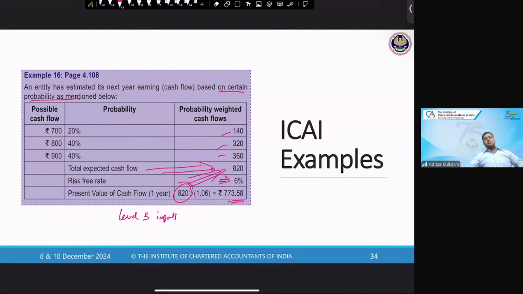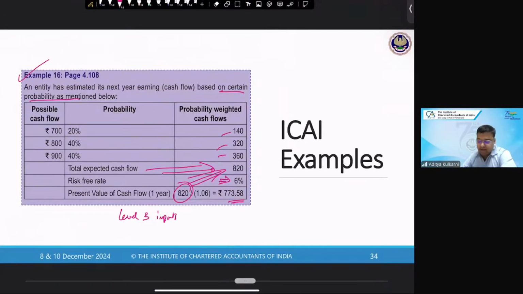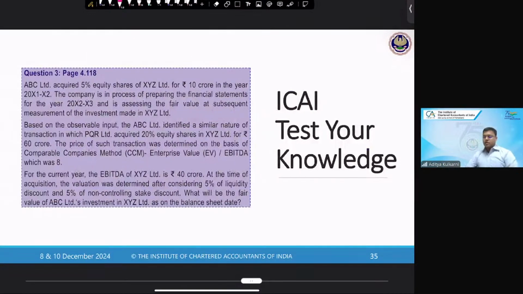In the previous question, Hemant is asking, what do we do with investment 3? Investment 3 is meant to confuse you. If you take investment 3, you are confused. You have made the examiner's job easier. If you have taken only investment 2, then it's okay. All right, so this is done. Example 16. Now, let us move on to certain valuation based questions.